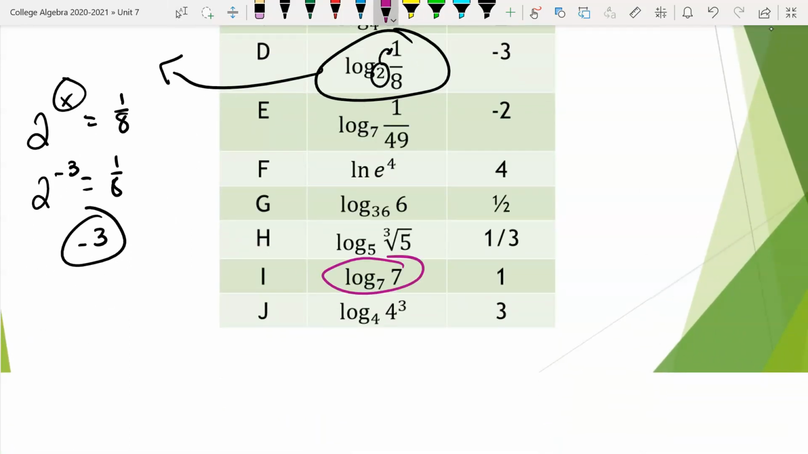This one as an example, 7 to the what power gives me 7? Well, that's 7 to the first, so that's why the solution is 1.